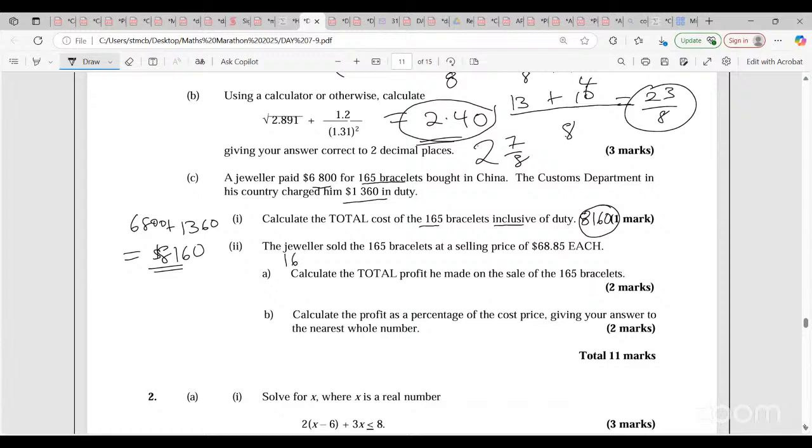All right, guys, let me do it. 165 times the 68.85 gives 3,425. And of course it comes to 11,360.25. But this is not the profit, right? This is the gross. So we also minus the 8,160 from it. How much do I get? 3,200.25.